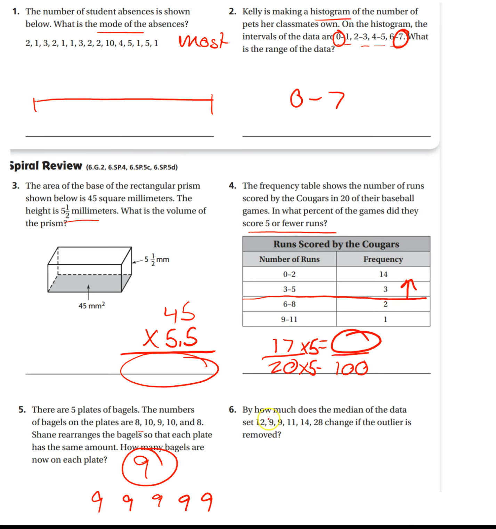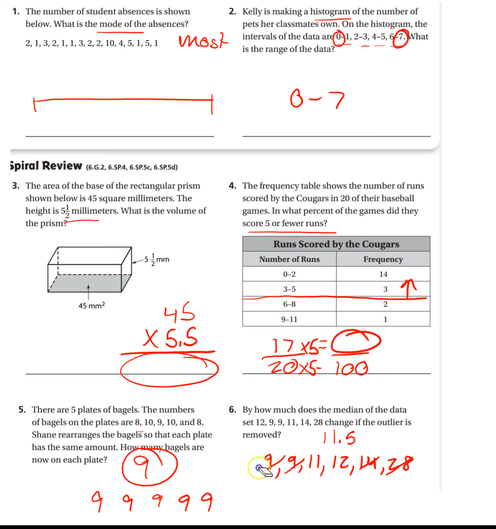9. By how much does the median of the data set 12, 9, 9, 11, 14, 28 change if the outlier is removed? Well, let's just find it. So we got to put them in order from least to greatest. 9, 9, 11, 12, 14, 28. The median, let's check the middle number. So we cross out one from each side. Okay, we get 2 numbers left. That's going to be 11.5.